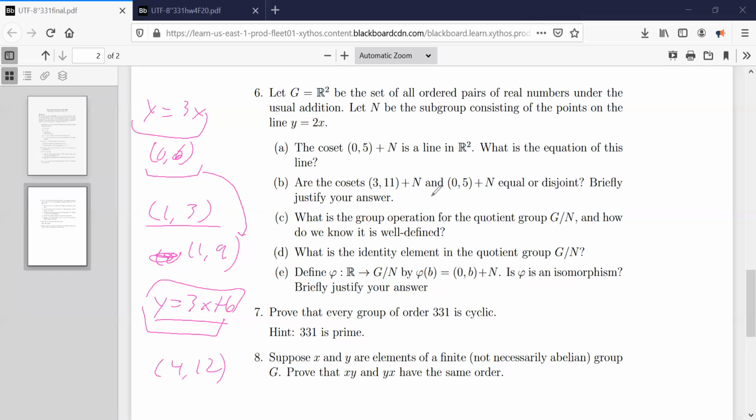Are the cosets equal or disjoint? So that basically answers these two questions. What is the group operation for the quotient group G over N, and how do we know that it is well defined? So what would this quotient group be? What do you guys think it is?